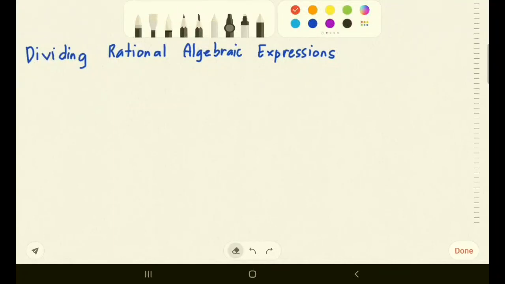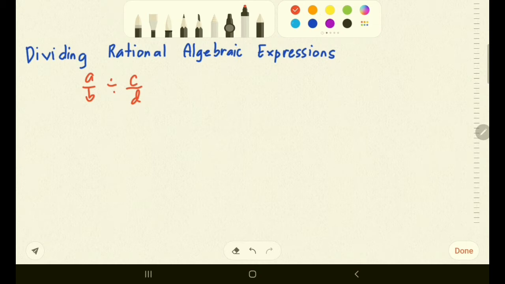Today, we're going to discuss dividing rational algebraic expressions. Lastly, we have discussed already about multiplication. We're going to use that concept for this topic. Say, for example, you have A over B divided by C over D. In elementary, you just divide the numerators and divide also the denominators. But now, we're going to do it like this.